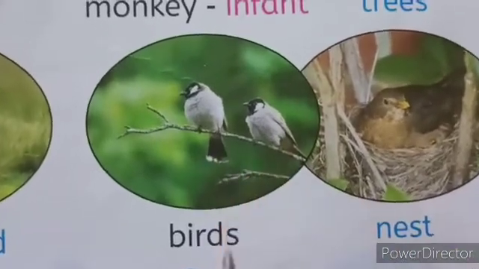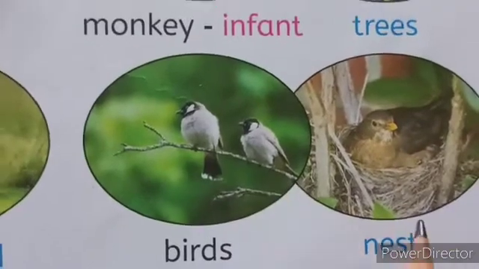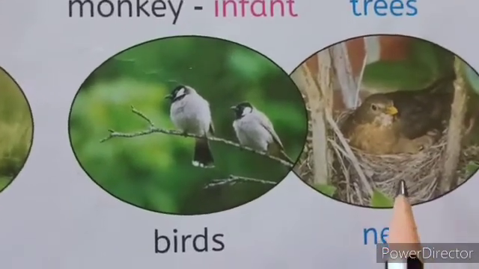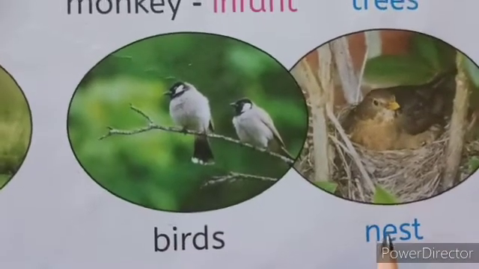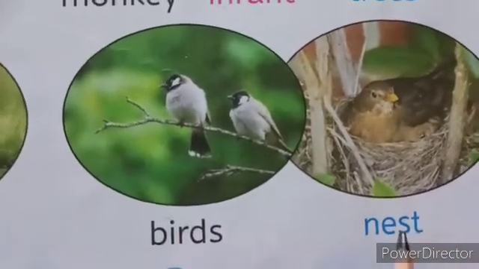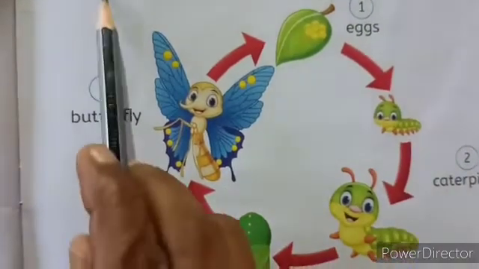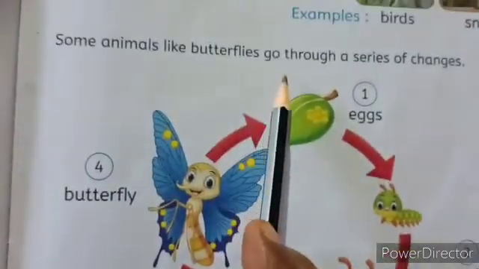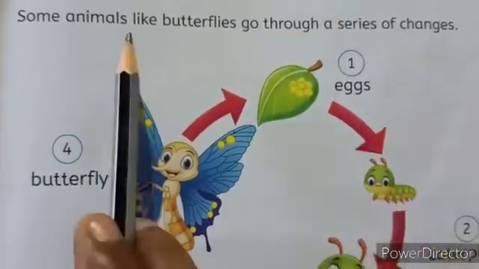Birds, young one's name, birds. So where do they live, children? They live in the nest. Birds live in the nest. Okay? Next, you see some animals like butterflies go through a series of changes.